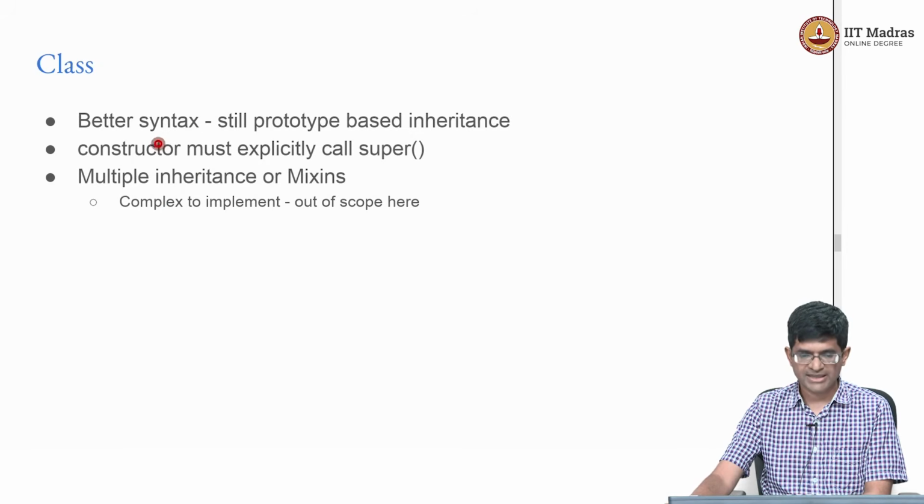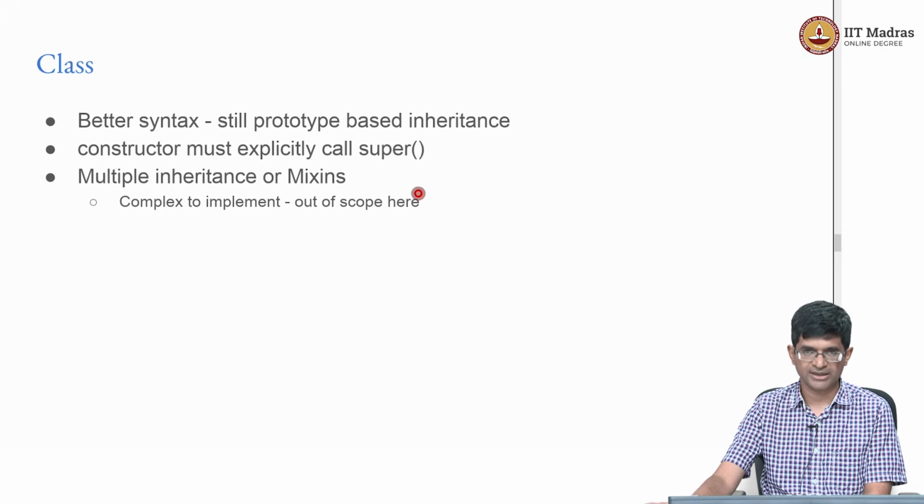Okay. Like I said, there is this notion of a class, which primarily acts as a better syntax and a cleaner way of writing the code. Okay. You have this notion of constructors, and in this case, they must explicitly call the parent constructor. Okay. There is a way of implementing mix-ins or multiple inheritance, but it's somewhat complicated to implement, and definitely we are not getting into those details over here.